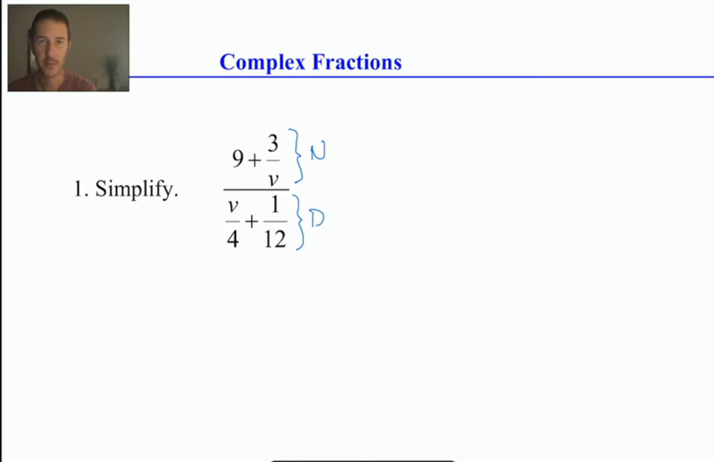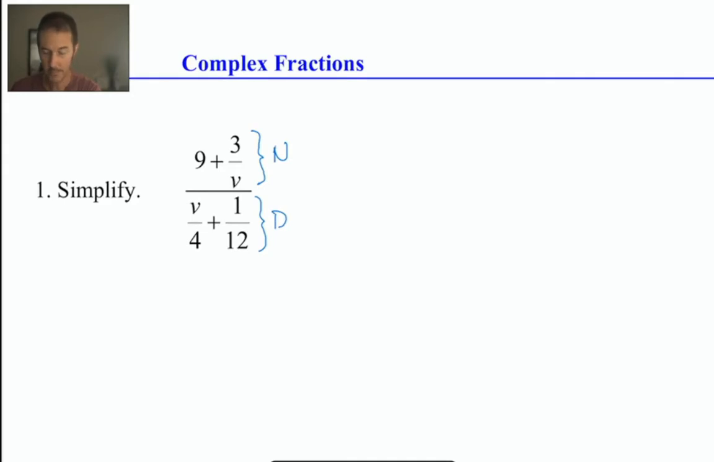Once we've got that, we can use keep, change, flip. In other words, multiplication by the reciprocal. Then we'll simplify as best we can, and whatever we're left with, we're going to present as our final answer. So that's the outline of the process. Let's look at a few examples.